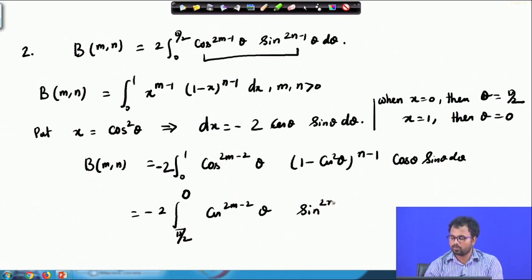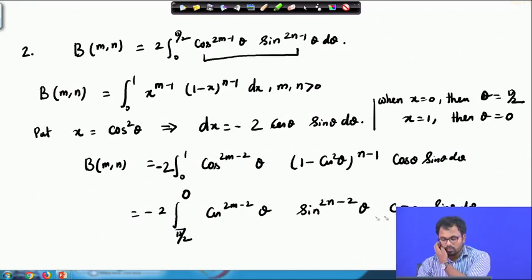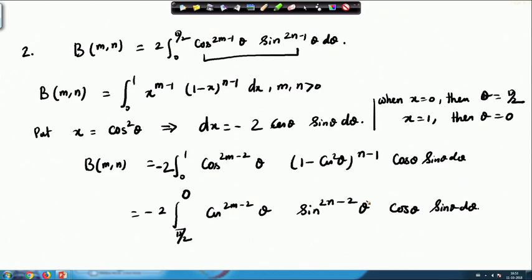So, this will turn into sin to the power 2n minus 2 theta cos theta sin theta d theta. Now, we can bring one cos theta here, and then 2m minus 2 plus 1 will become 2m minus 1. So, this one will become minus 2 integral from pi by 2 to 0 cos 2m minus 1 theta times sin 2n minus 1 theta d theta.